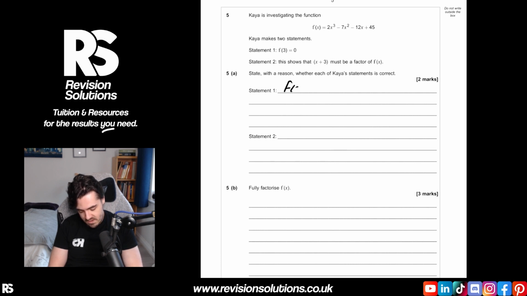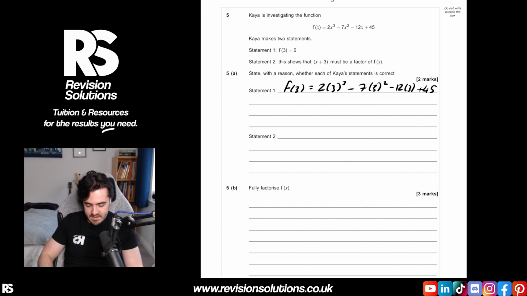So f of 3 would be 2 lots of 3 cubed minus 7 lots of 3 squared minus 12 lots of 3 plus 45. Substituting that into a calculator, we have 2 lots of 3 cubed minus 7 lots of 3 squared minus 12 lots of 3 plus 45. That does come out as 0. So our first statement is indeed correct.